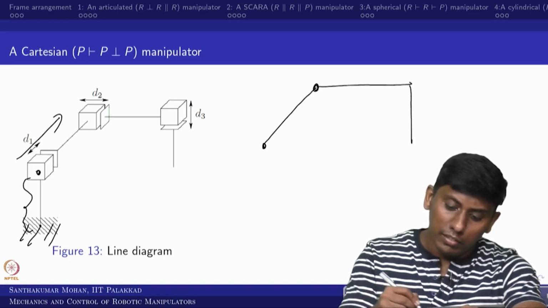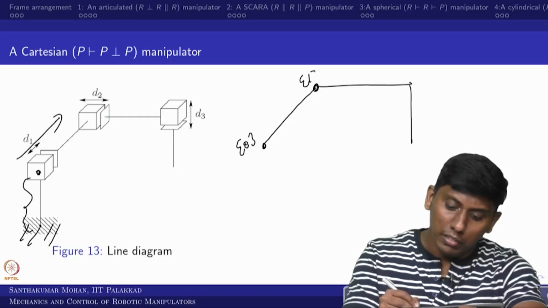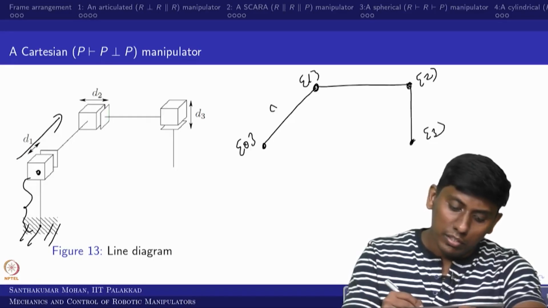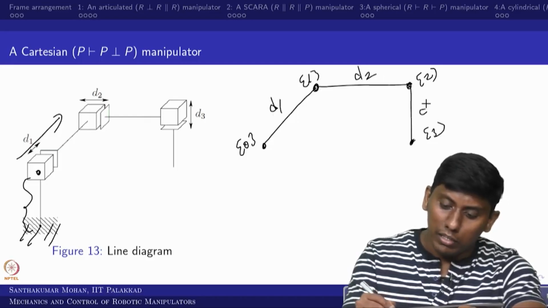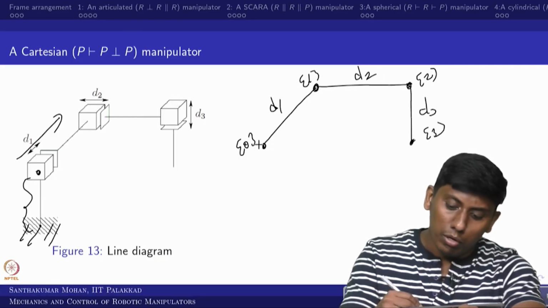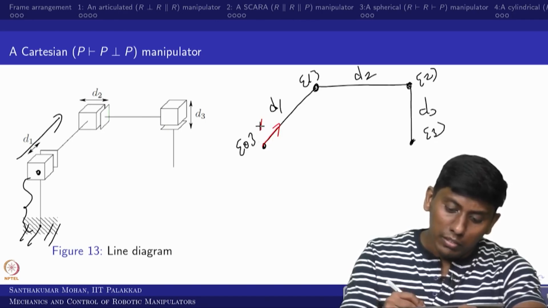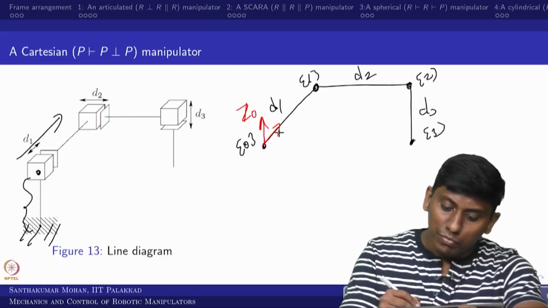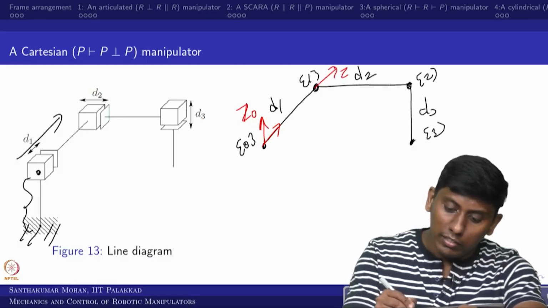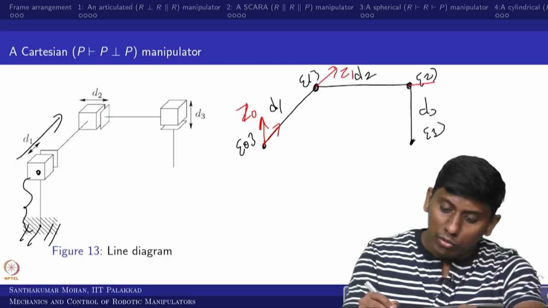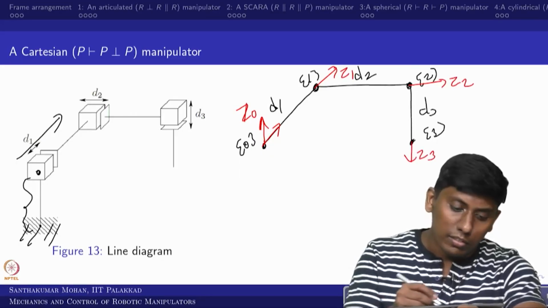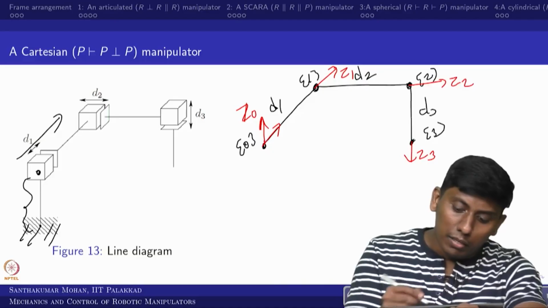In the sense this is 0 and this is 1 and this is 2 and this is 3. So this is D1 covered, this is D2 covered and this is D3 covered. So now what would be the joint axis? Probably I put it this way. So this is Z0, okay, and this is Z1 and this is Z2 and this is Z3.